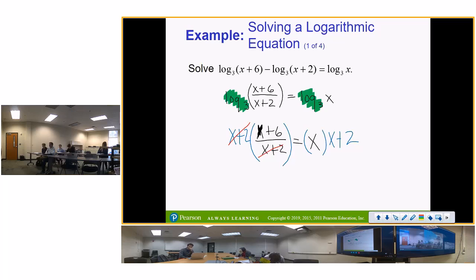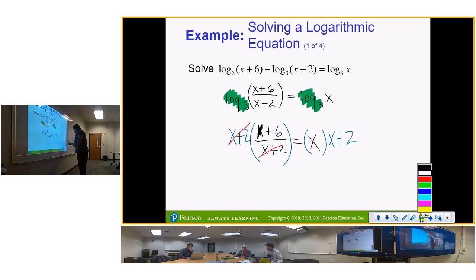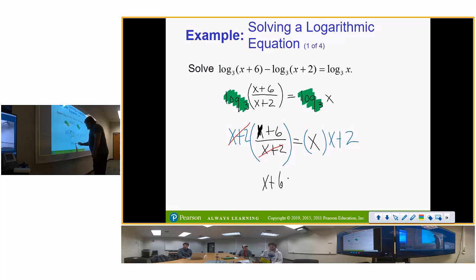Not my wagon. So x plus 6 is equal to x squared plus what?